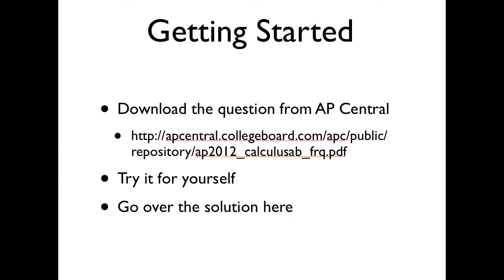This is a good problem because it's fairly straightforward as far as what you're going to do. It's clear that you find the derivative, the equation of the tangent line, and then answer some other questions. Once you've tried it, we're going to go over the solution. You can also download the scoring guidelines from AP Central so that you can see exactly where you get points, but I'm going to go over it in much more detail than the scoring guidelines do. So let's get started.